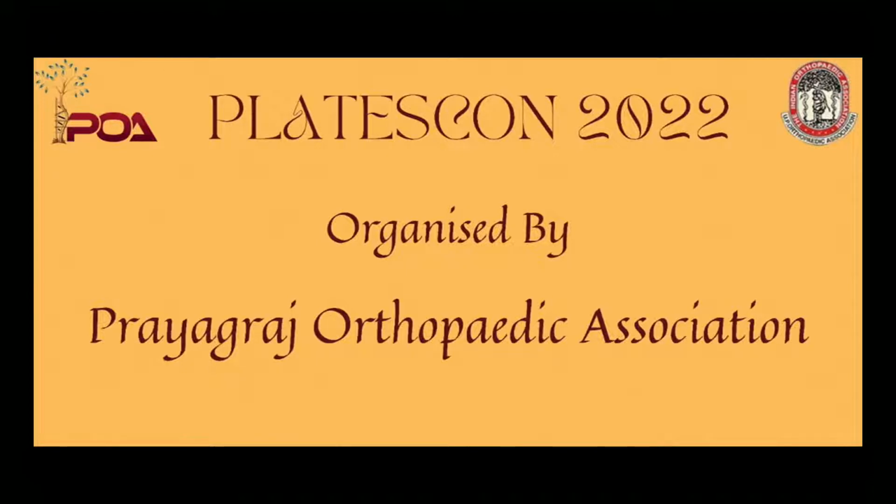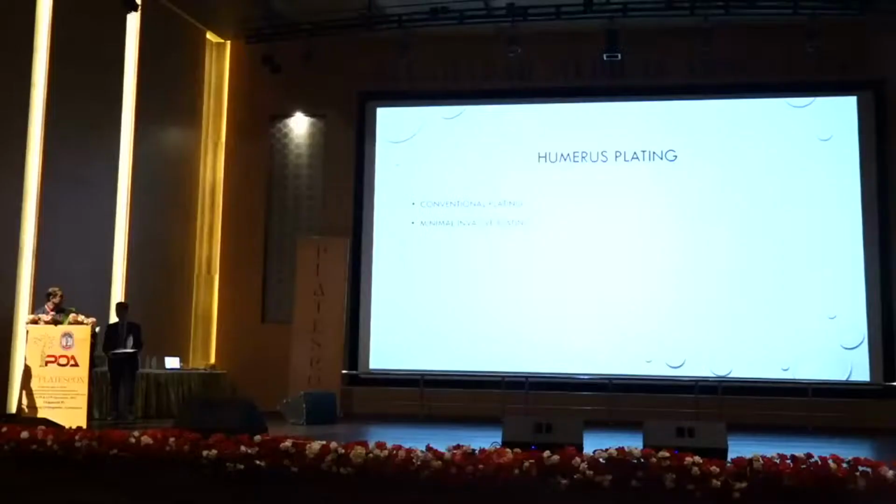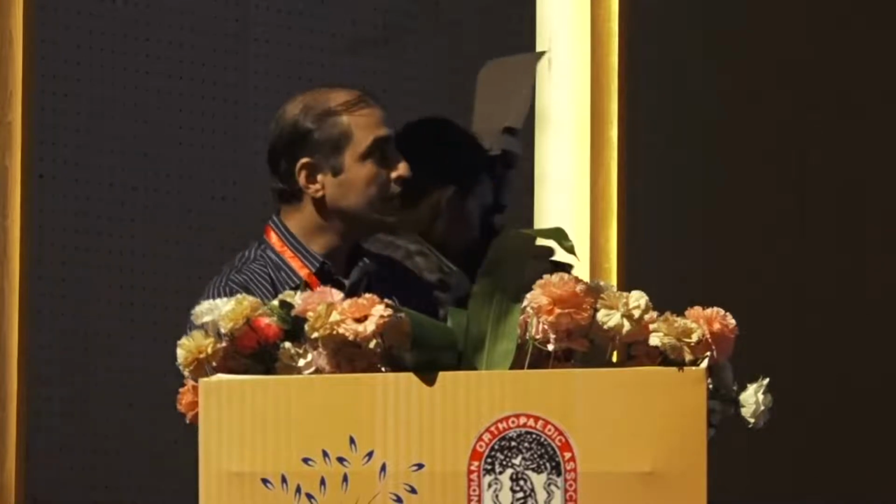We all know all humerus shaft fractures can be done with conventional plating, but there is a minimally invasive way also. Just for description, we have divided them into three types: proximal extraarticular, shaft, and distal fractures. How can we accomplish minimally invasive plating in proximal fractures, shaft fractures, and distal fractures?